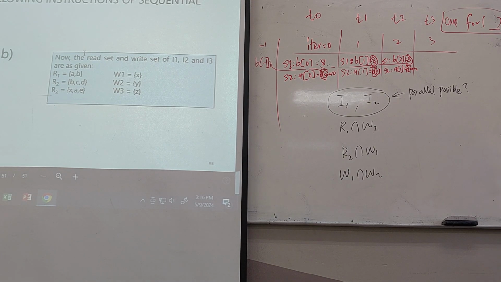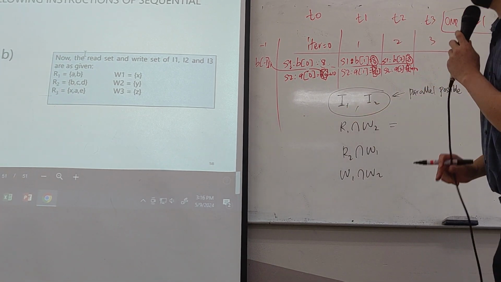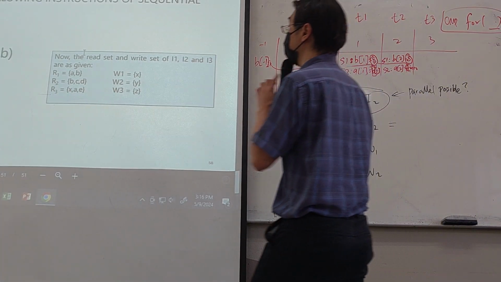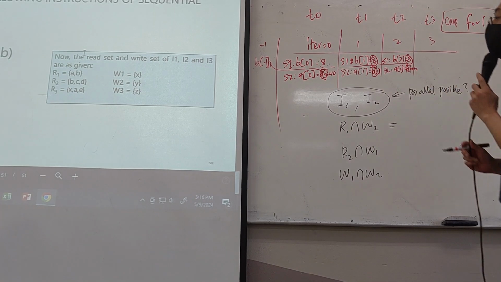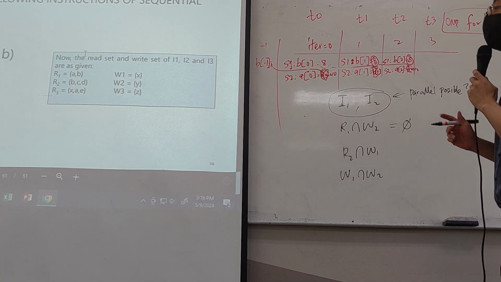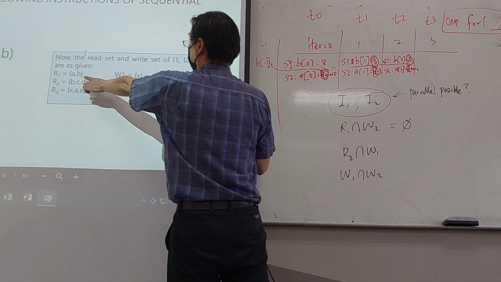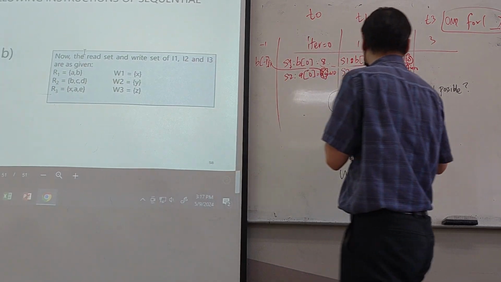Okay, so let's see this. For I1 and I2, so we have this and this. Does it coincide with one another? No, it doesn't coincide, so it's not. Okay? Because there's no Y there, there's no A and B there, right? So it's going to be no.